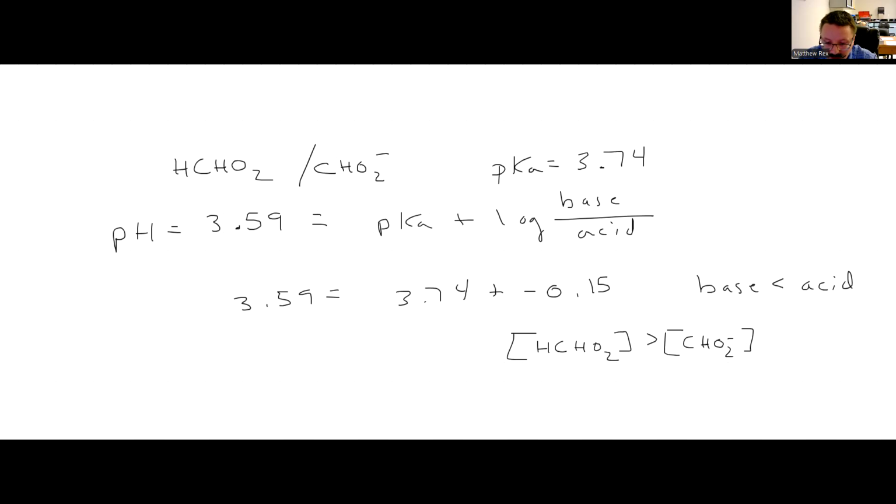What would that be? Yeah, 0.7. So we've got 0.7 times as much base as we do acid. So a little bit more acid than base, but not a lot.